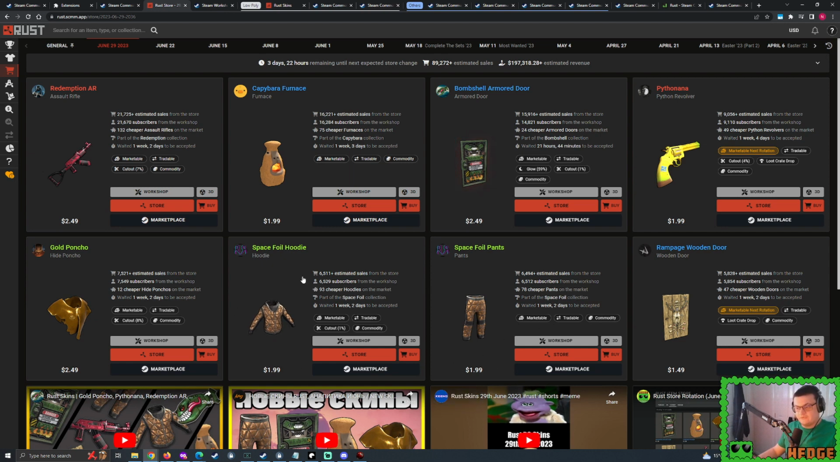Best of luck to the Space Foil Hoodie and Pants collection. It is abnormal. We don't need to rush into buying it, but, you know, we still have to figure out maybe a good buy order price and whatnot.